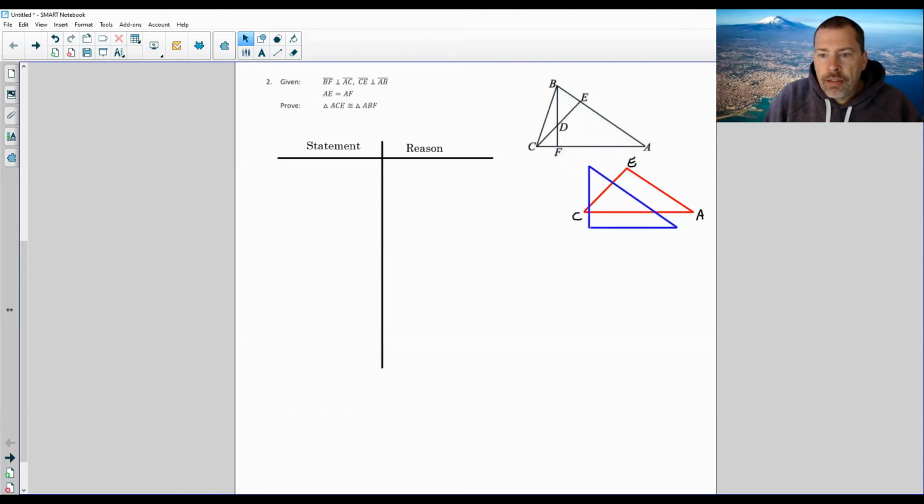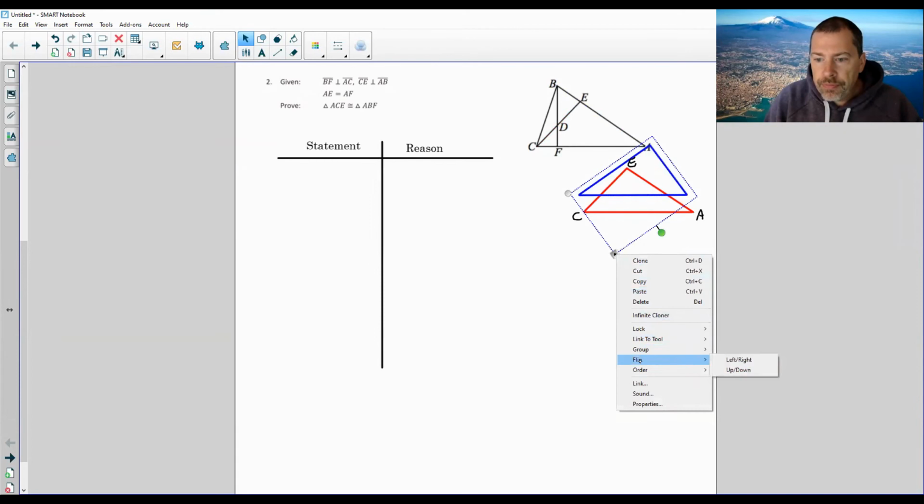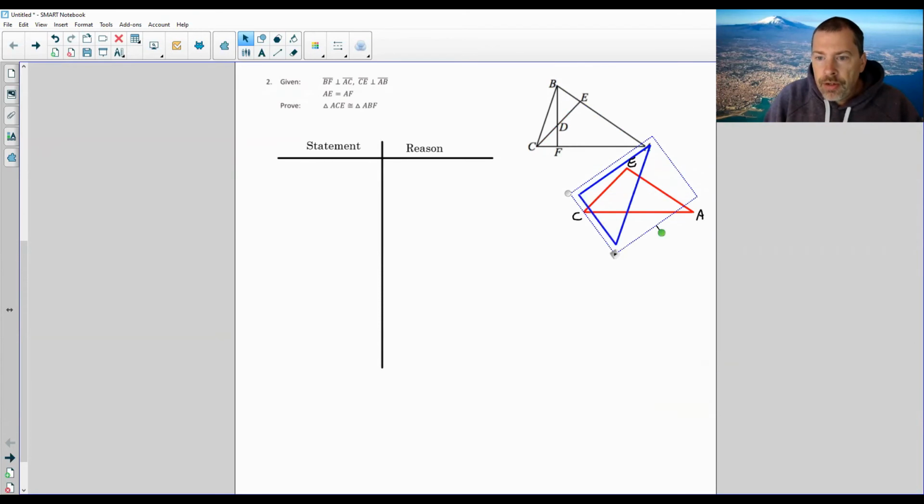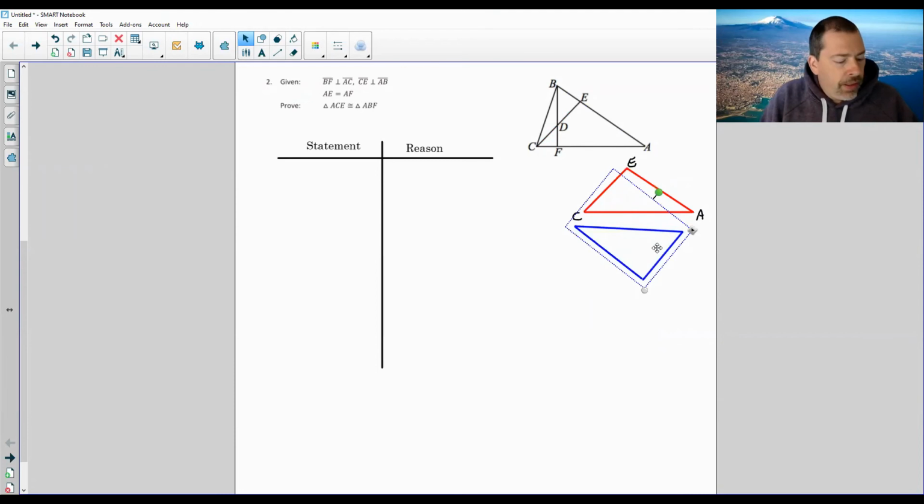So looking at this, it doesn't look like it's congruent, but if I rotate it and flip it, then we see what's going on now. It's supposed to be closer than that, but you get the idea. So it's supposed to be a rotated flip triangle. Okay, so that's what we're trying to prove. All right, so let me just move that back down now.